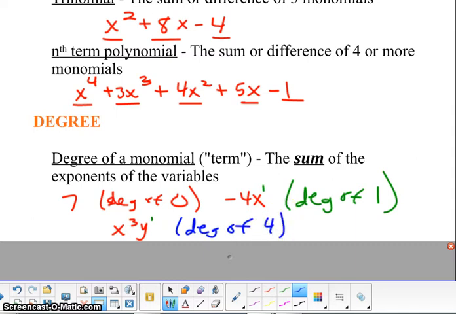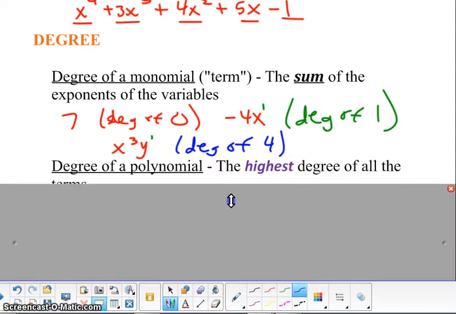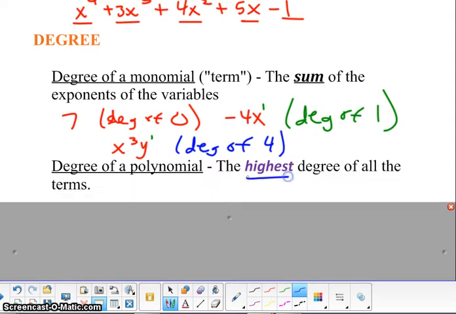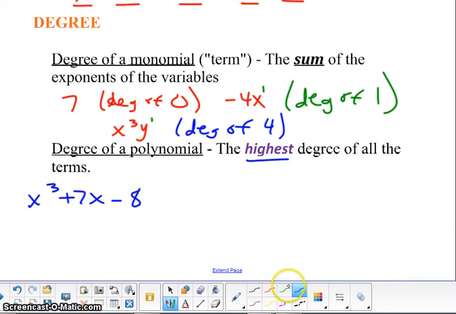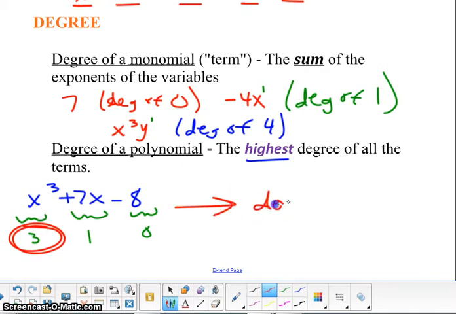Okay, so if we're going to find the degree of a larger polynomial, you have to take the highest degree of all the terms. So individually, you have x cubed plus 7x minus 8. So, like I said, individually, what is the degree? This one is 3, this one is 1, and this one is 0. So you take the highest out of all of them, which is 3, and then that ends up being the degree. So the degree of this polynomial is 3.